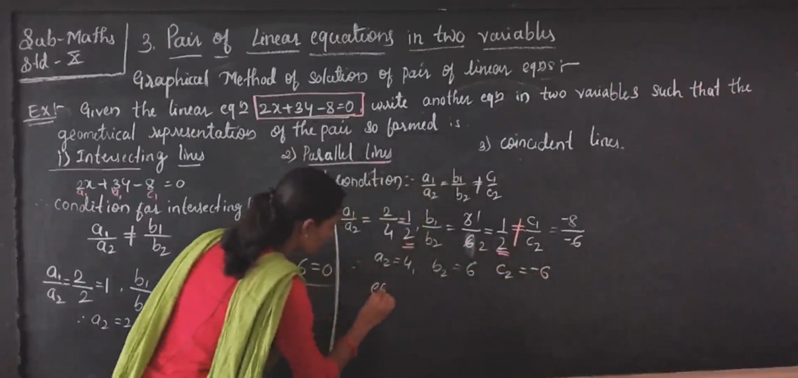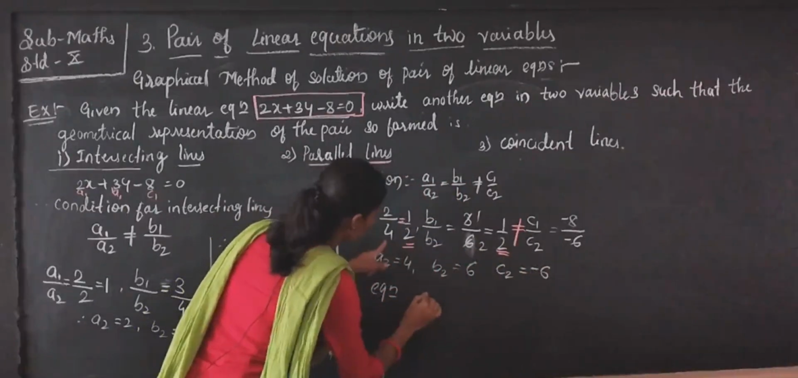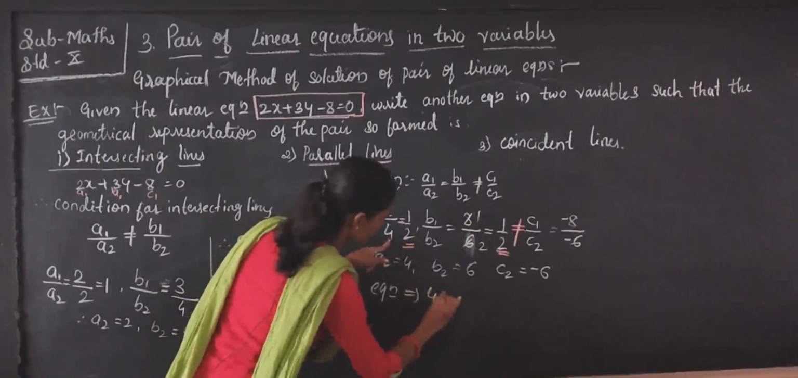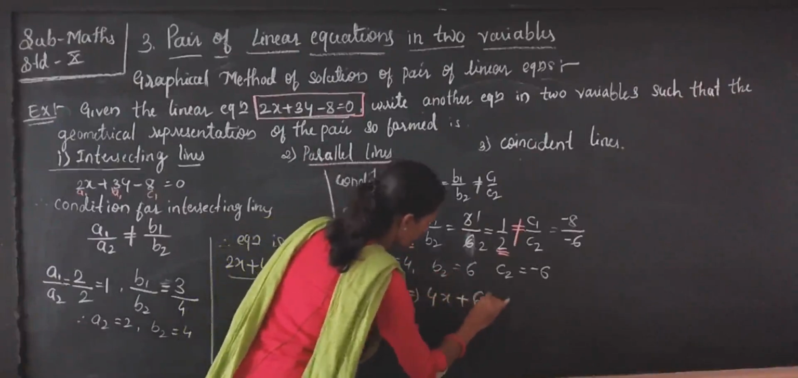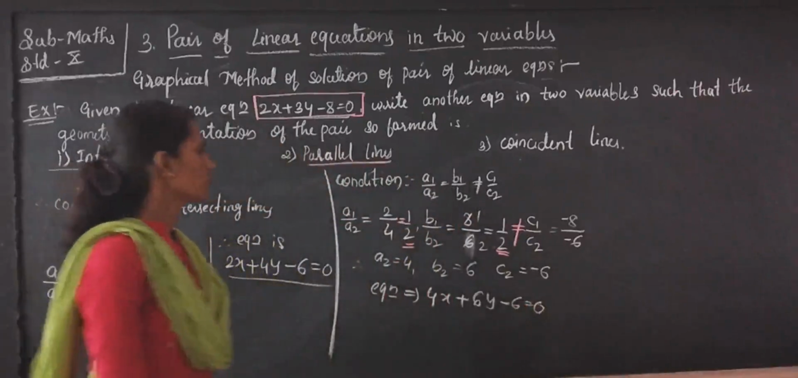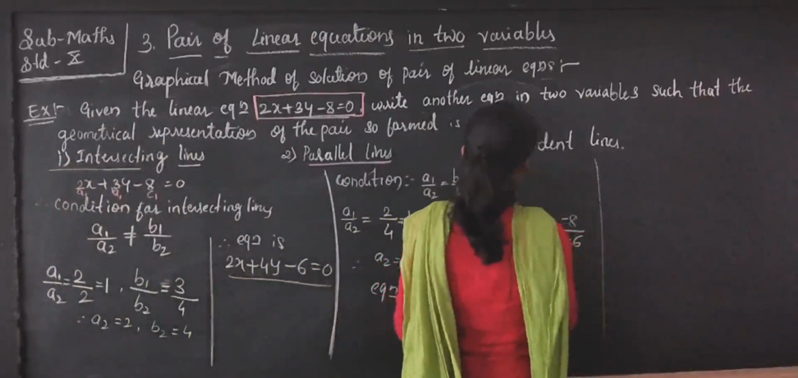So therefore, what will the equation become? Here 4x plus 6y minus 6 is equal to 0. Next one will be the third.